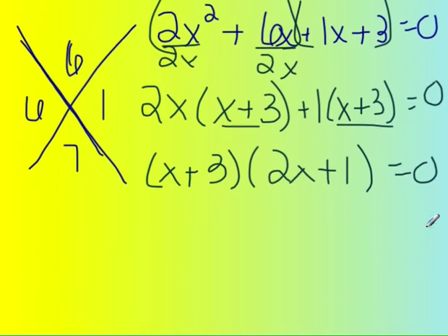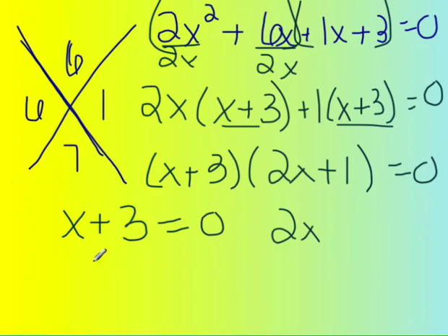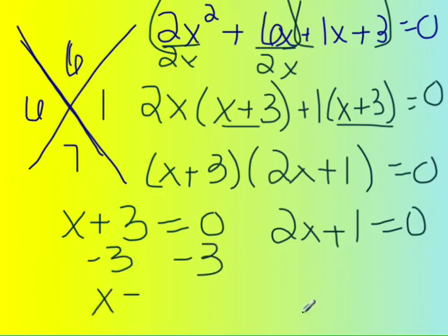So I'm going to take each factor and set it equal to 0. So x plus 3 is equal to 0, and 2x plus 1 is equal to 0. So here, subtract 3 from both sides, and I get x is equal to negative 3. Here, I'm going to subtract 1 from both sides. Then I get 2x is equal to negative 1.